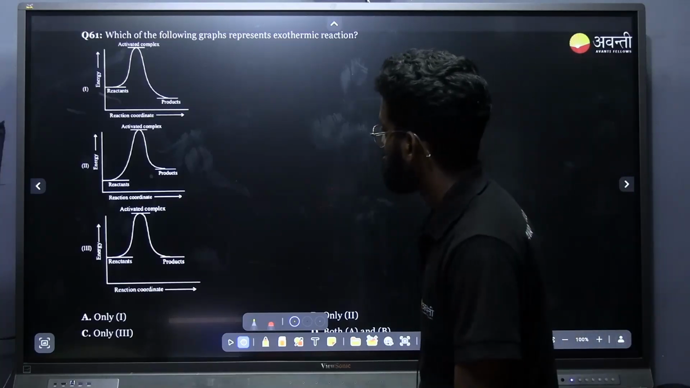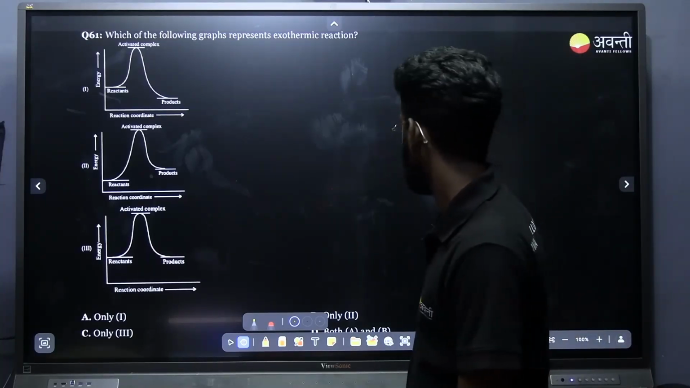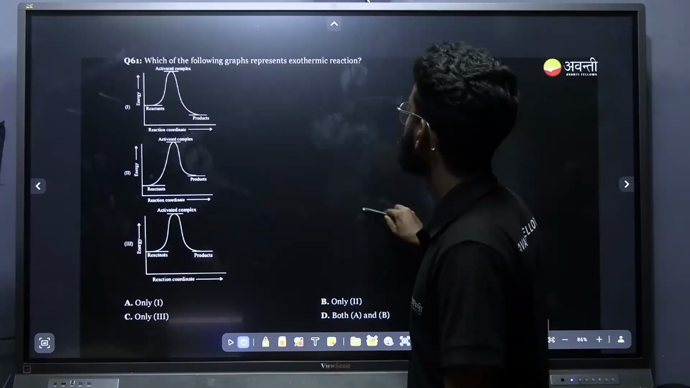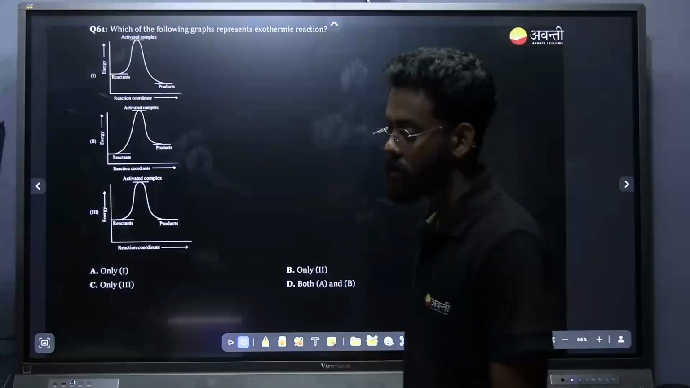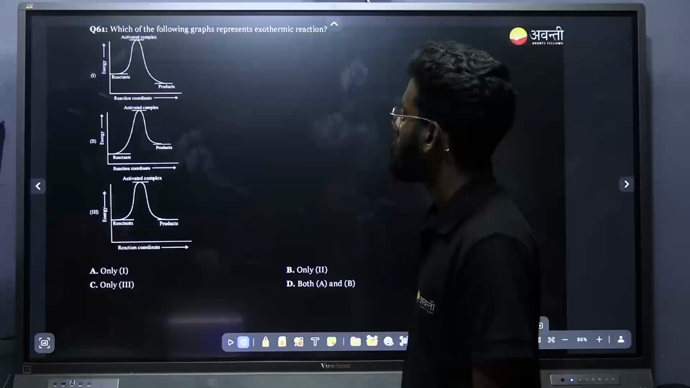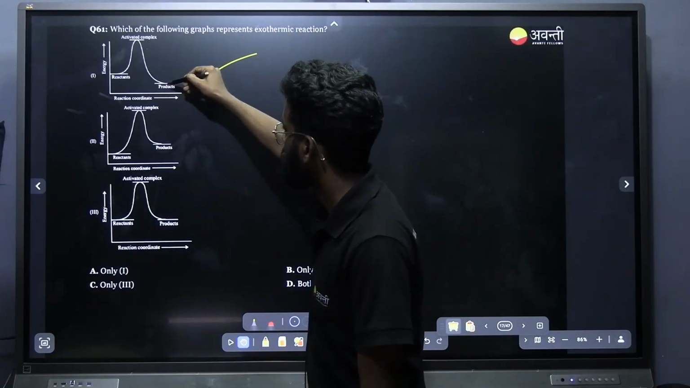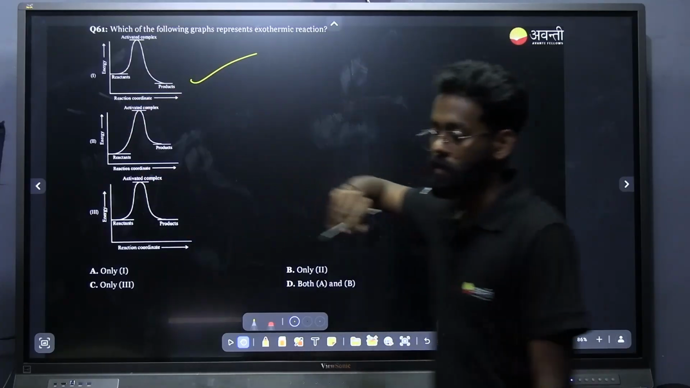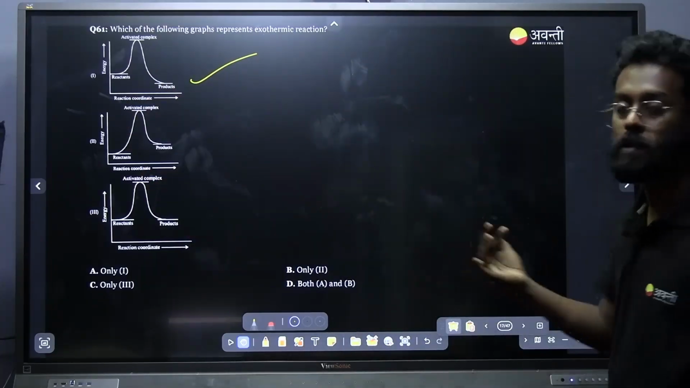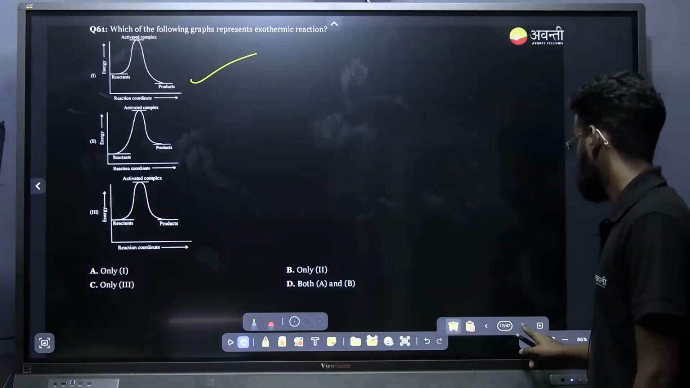Same question we did in the class, I guess. Which of the following graphs represent exothermic reaction? For exothermic reaction, what I said? Option A. Energy of product will be lower than energy of reactant. That's why exothermic reactions are more stable compared to endothermic reactions. Moving to the next question.